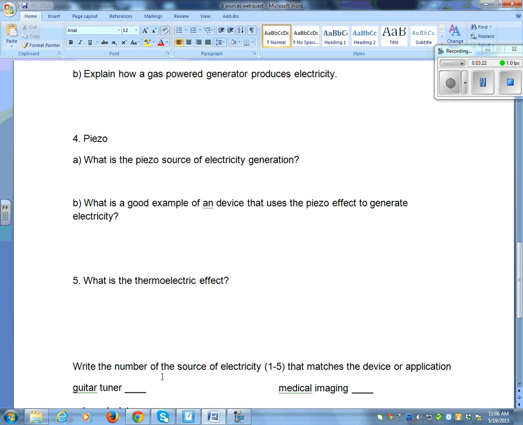Other good examples are the little things in shoes, same thing, right? Those little shoes that light up. So there's lots of different examples: cigarette lighters, barbecue lighters, the little things that go on your shoes to count your steps, or maybe even light them up. Okay?